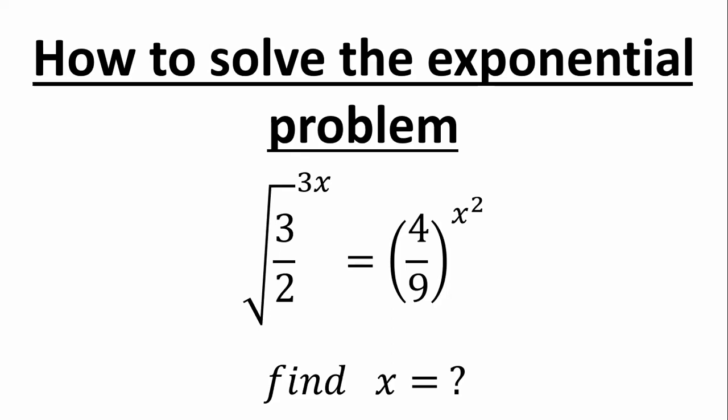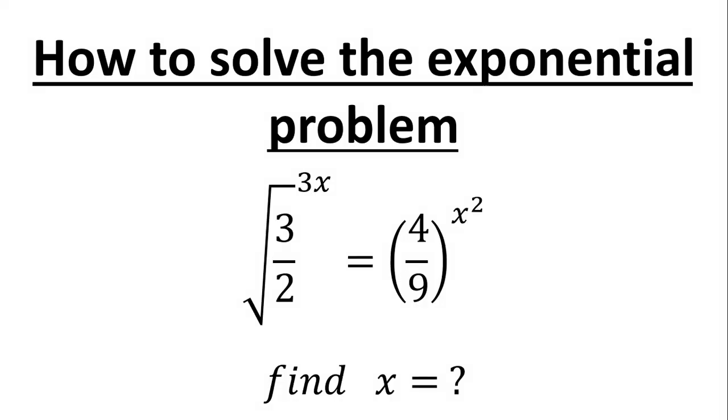This video is all about finding the value of x when given (the square root of 3 all over 2) all raised to power 3x equal to (4 all over 9) all raised to the power x squared. So let's begin with the solution to this problem.